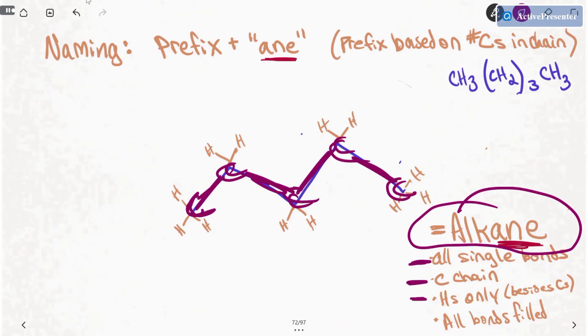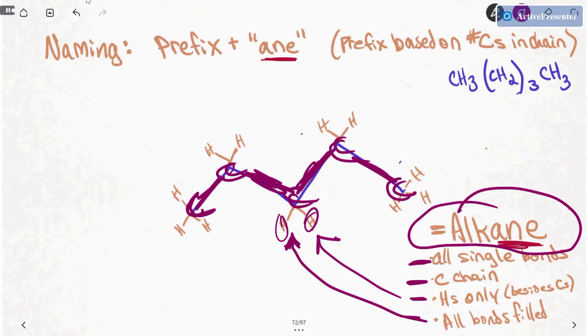And then it's going to be hydrogens only making up the bonds with the carbons, besides the left and right carbons bonded to the next carbons. And all the bonds are going to be filled. So that means all the other bonds that need to be there for carbons are going to be hydrogens. And this is an alkane. And you need to remember this, because this ane is how you're going to name other groups, or other molecules that resemble this. And I'll show you how.